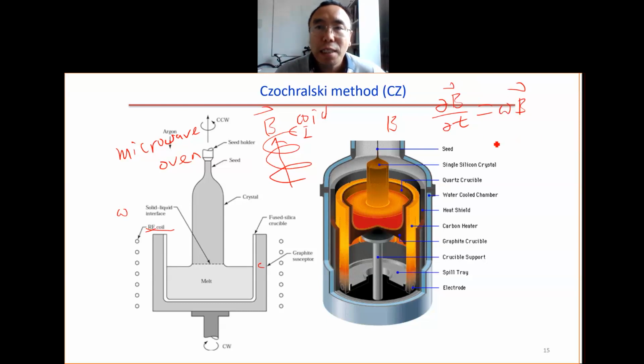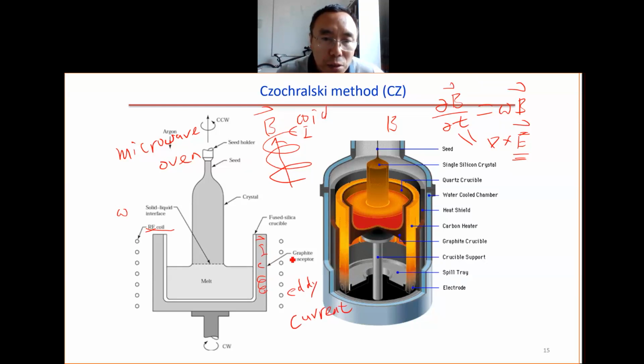We have something like this. The partial B over T is not zero when we have the high frequency radio frequency. And if you remember electromagnetism you have learned, a changing magnetic field gives you an electrical field. So we have an electrical field, there will be current flow. This is called eddy current.